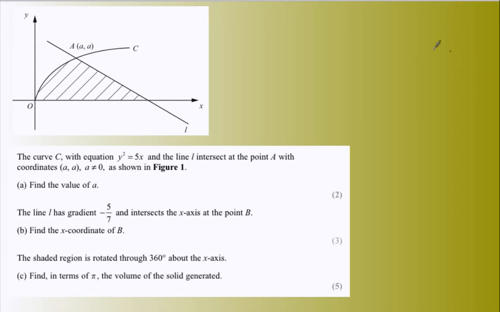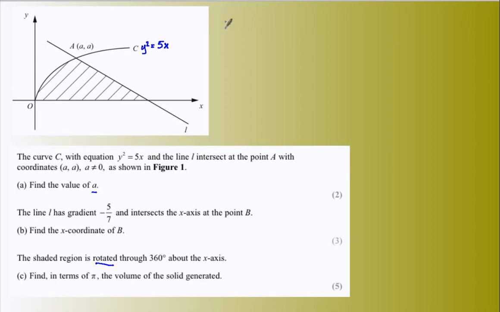Okay, we've got a rather fine question that requires us to find various points and then finally find a volume of revolution when we rotate. But first I think we've got some points, and let's just figure out what we've got here. We've got a curve, y squared equals 5x. We've got the line, we've got this point. Our first task is to find a value of a.